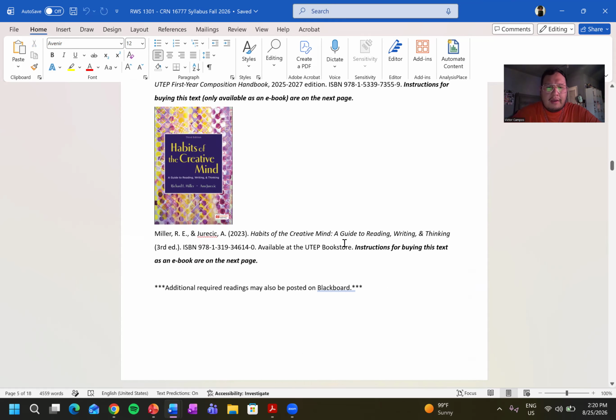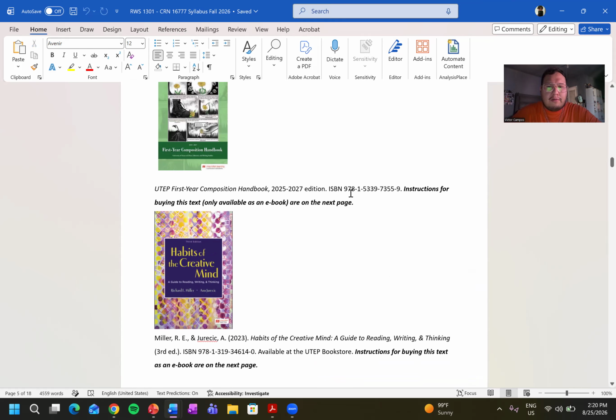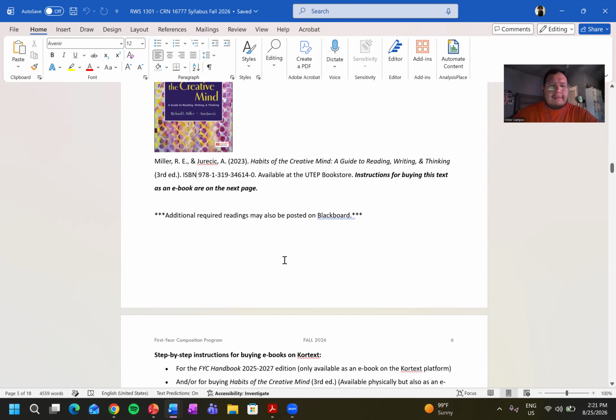It depends on you. Also, if for any reason you cannot find either of these books through Cortext, search them through the ISBN. Okay, that's the code specific to every single book. So if you type that, you're going to find the exact edition. So again, get the correct edition. For this one it's the 2025 to 2027, and for this one it's the third edition. Okay, so no older editions, please.